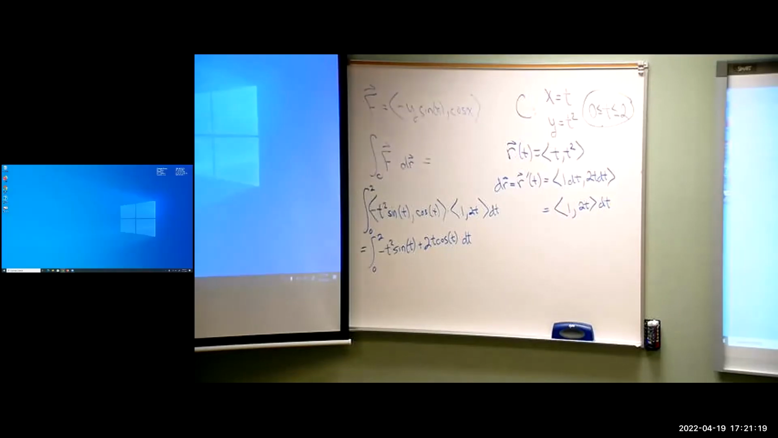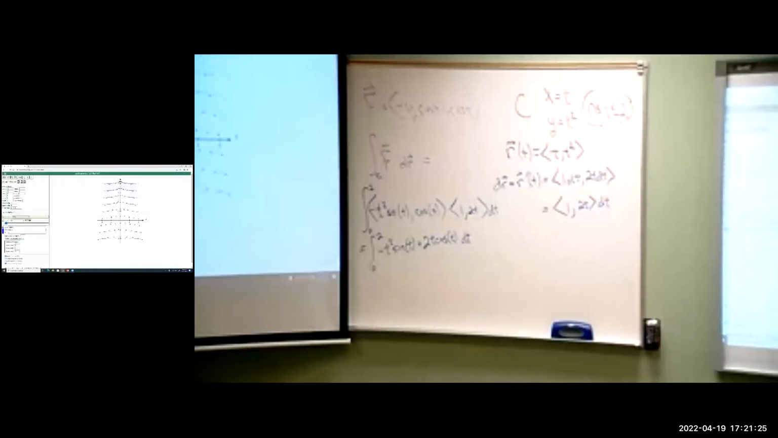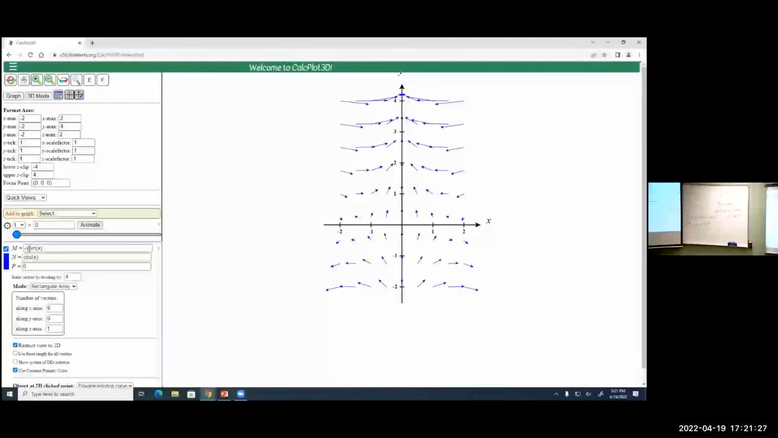So first off, let's just look at what's going on here. So here is our vector field, negative y sine of x, cosine of x. So this is what our vector field looks like. Let's put in our parameterization.